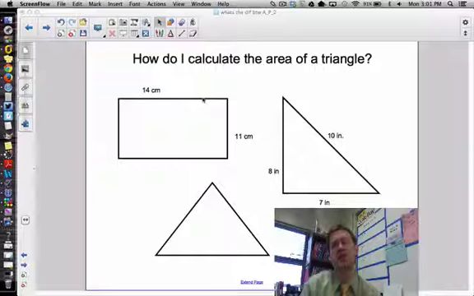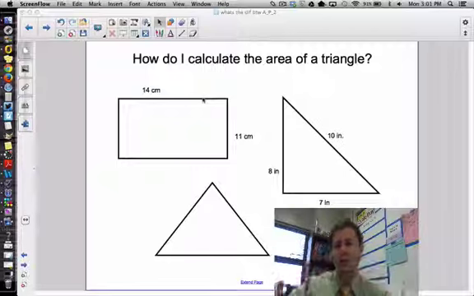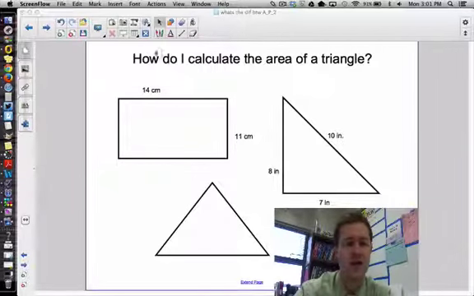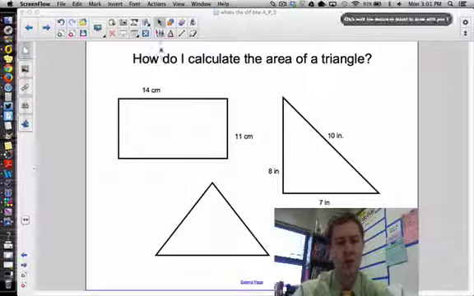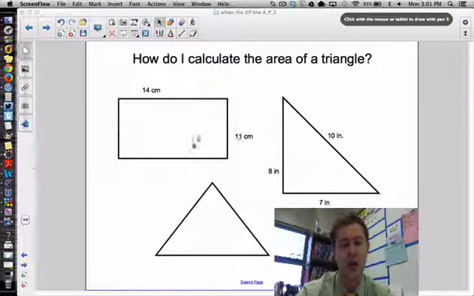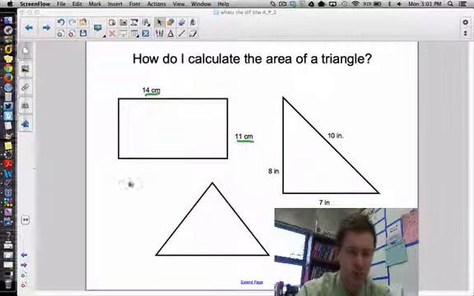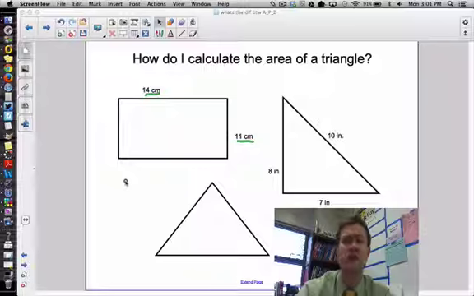Those are all examples of area. In 3D, we call it surface area. But right now we're going to be talking about the area of one side, a flat two-dimensional figure. And just as a quick review, we're going to look at another problem here with a rectangle. We have a rectangle that is 14 centimeters and then 11 centimeters. Our formula that we use for the area of a rectangle is length times width.